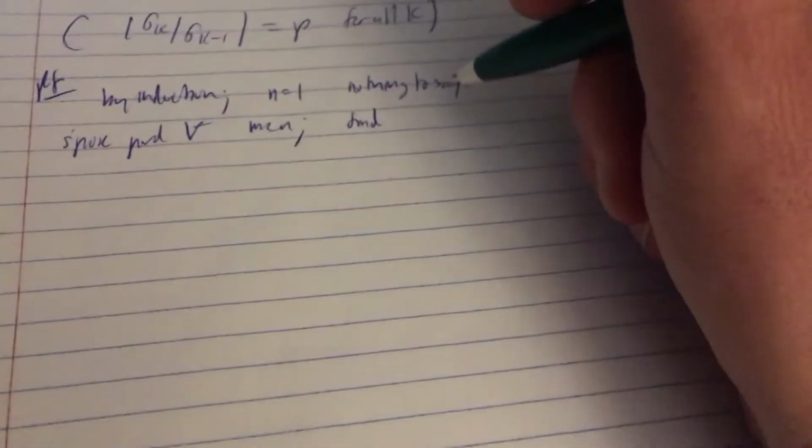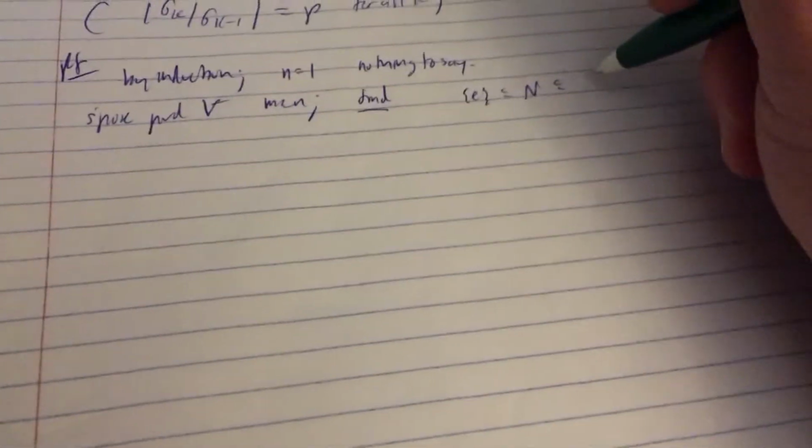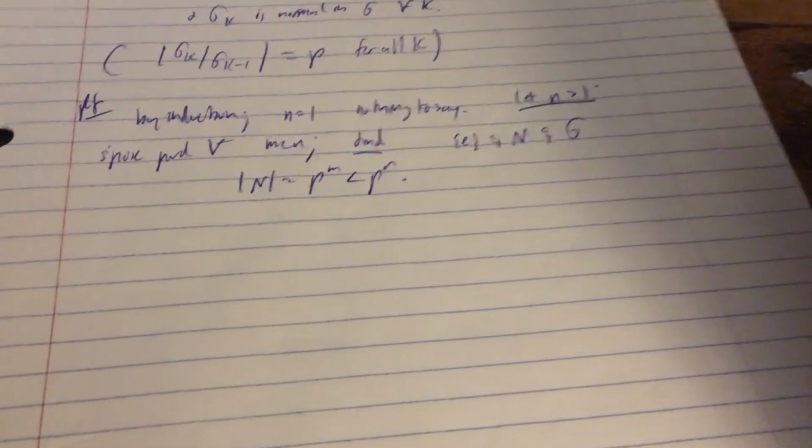So suppose proved for all M less than N, and, as in the previous corollary, we find E contained in N contained in G, not equal, where the size of N is P to the M, less than P to the N. So let N be greater than 1 for this. When N equals 1, that's the base case of the induction, and it's trivial. Now let N be greater than 1, and suppose it is proved for all M less than N.